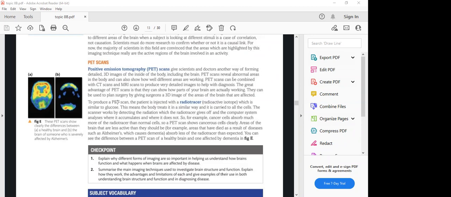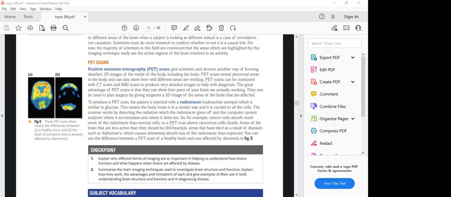They can be used to plan surgery, giving the surgeon a 3D image of the affected area of the brain. To produce a PET scan, a patient is injected with a radio tracer, a radioactive isotope. That's what I was talking about, which is similar to glucose. It means the body treats it in a similar way and it is carried to all cells.